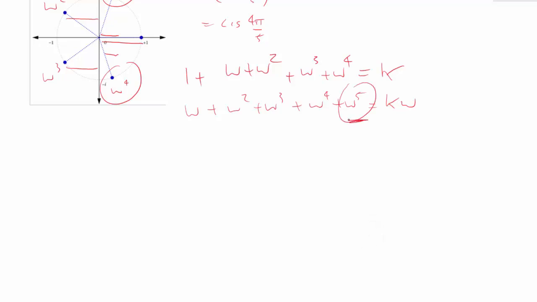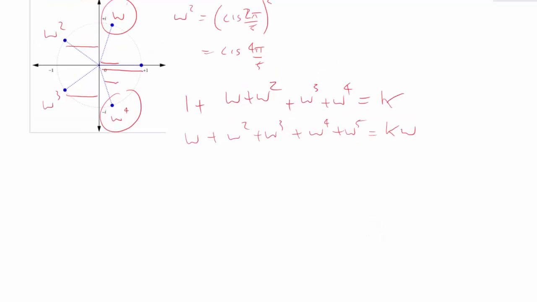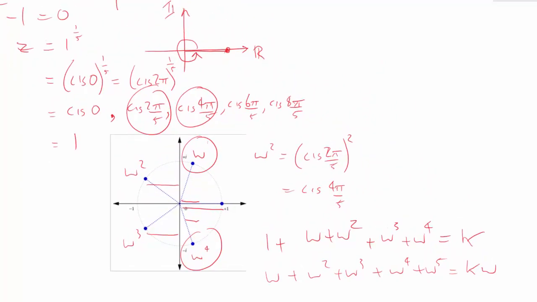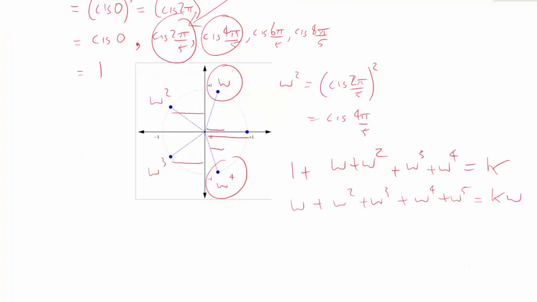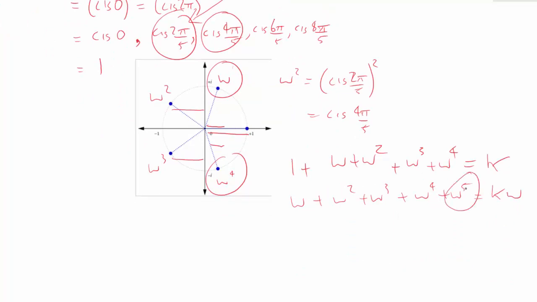Well, you must keep in mind what omega means. Where did it come from? It's all the way back here. This one here is omega. Where did it come from? It came from the fact that it is the 5th root of 1. So if we raise it to the power 5, of course, we get 1. So I'll put that in.